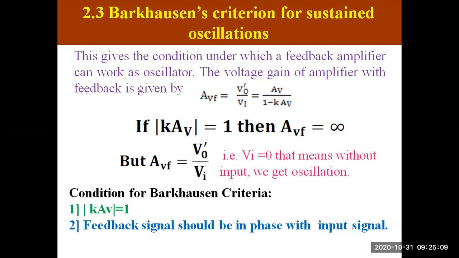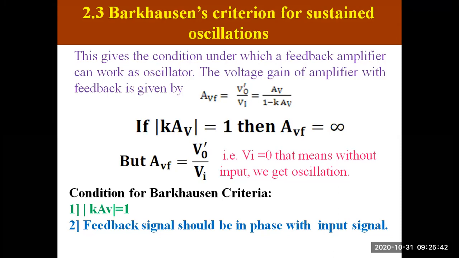The value of feedback factor is less than 1 in case of a passive component. The value of K is greater than 1 in case of an active component. K ची value कशी राहते? Greater than 1. And the product K into AV is called as a loop gain.